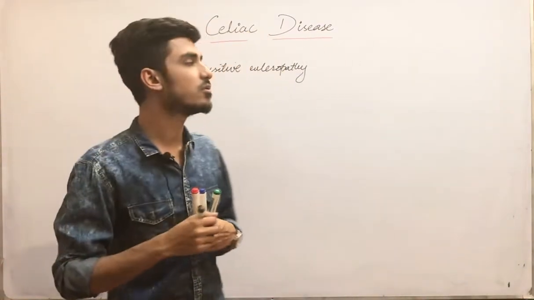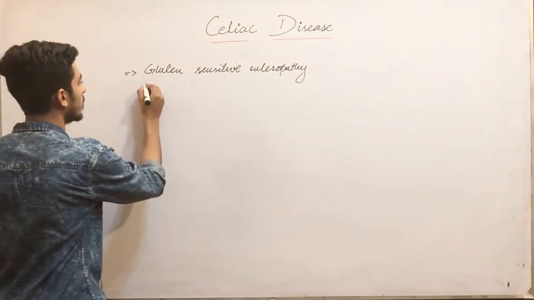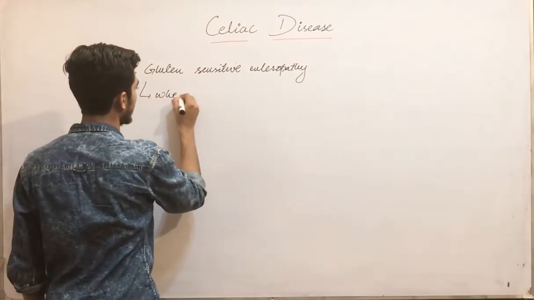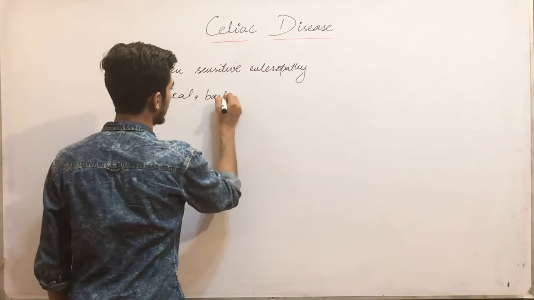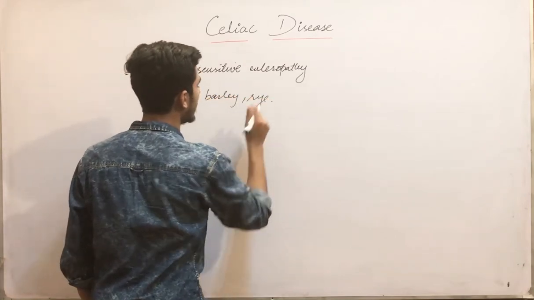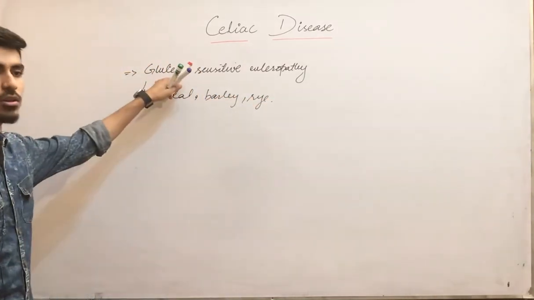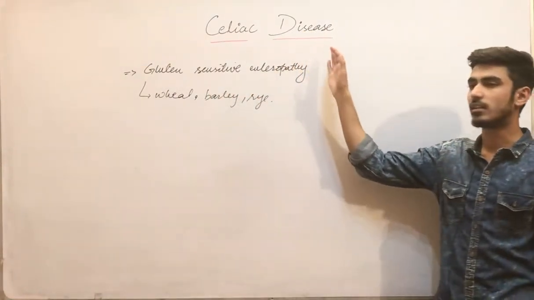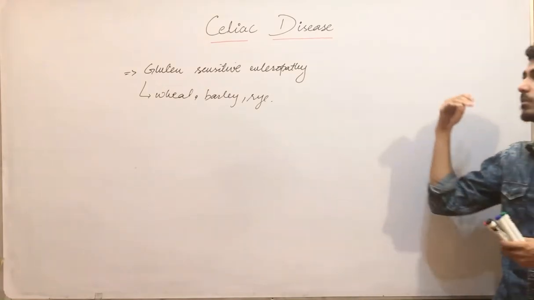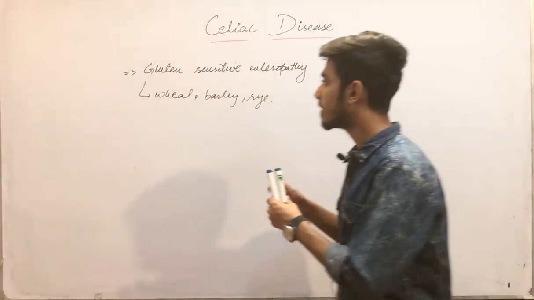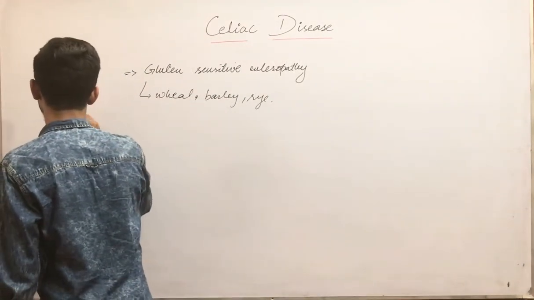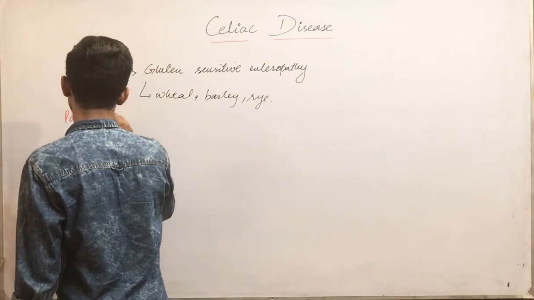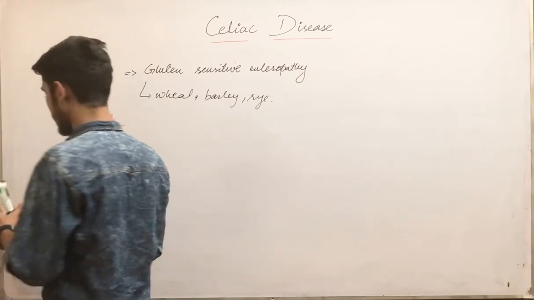And what are the foods that contain gluten? We all know that it is wheat, barley, rye, and many other foods that contain gluten. So this is the basic introduction of celiac disease. Now it will be more clear when we study the pathophysiology, or the pathology, of this disease. So what is the pathology?